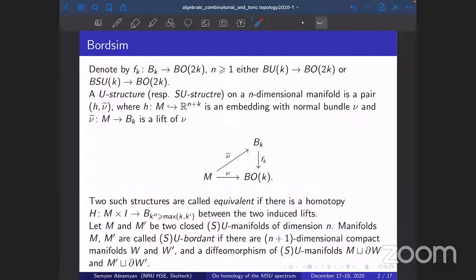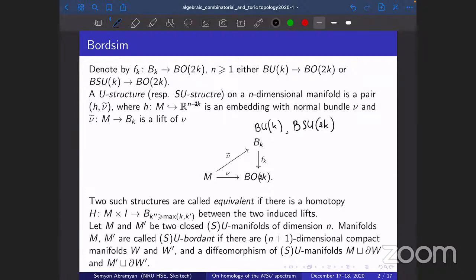It is known that this bundle can be classified by a map from M to BO_k. The second element in this pair is a lift of this map into BK. In the case of unitary structure, this is a lift to BU, where I want here to be 2k, and here I have k. And in the case of special unitary structure, we have here BSU_2k.